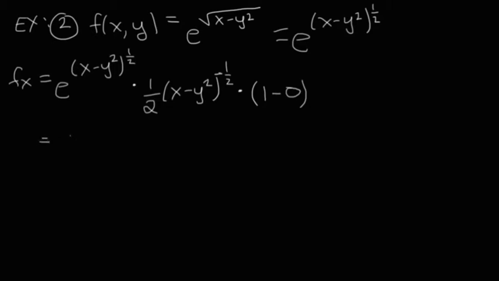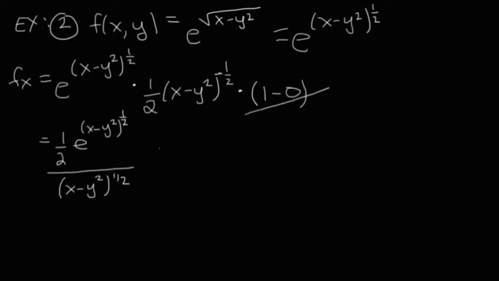Sometimes the simplifying is a little bit hard too, so just be careful. The 1/2, I'm going to bring it all the way to the front. The e, I'm going to keep, x minus y squared to the half. And then this part here, x minus y squared to the negative 1/2, I'm actually going to bring to the bottom. Because it's a negative 1/2 and everything's being multiplied, I can bring it down and make it into a positive exponent. So basically a positive 1/2. This 1 minus 0, I'm just going to cross it out. It's a 1.